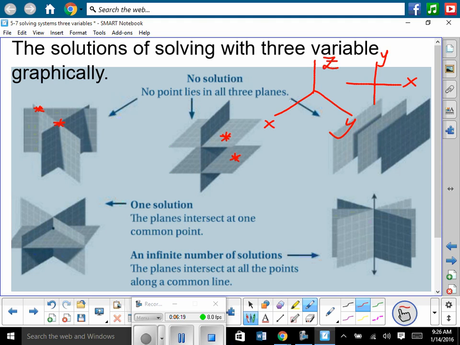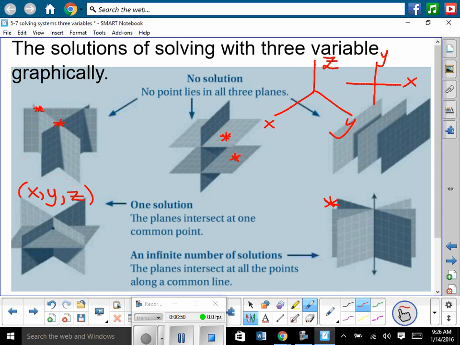So, do you see how all three planes exactly intersect at one spot? So this is when we'll get an x, y, z as an answer. So x, y, z. And then this is one solution, one specific solution. And then right here, do you see how these planes all intersect? And basically, couldn't we smush those planes all together and it's just one big plane? So that would be an infinite number of solutions. So, anyways, just so you know where the solutions are coming from.